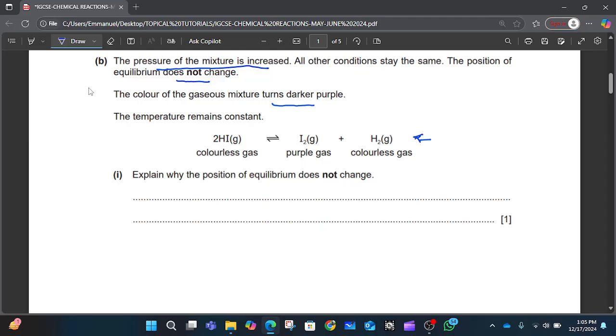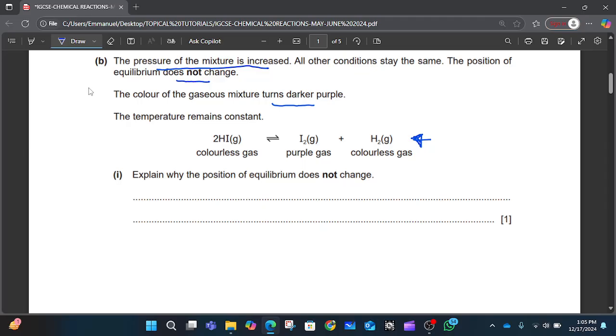So the position of equilibrium for this reaction does not change when the pressure is increased, because an increase in pressure shifts the equilibrium position in the direction where there are fewer moles of gas, so that the equilibrium can shift to the opposite direction in order to reverse the change of increase in pressure according to Le Chatelier's principle.